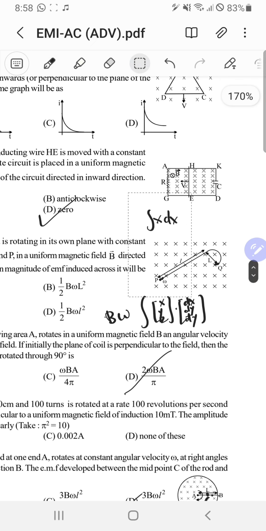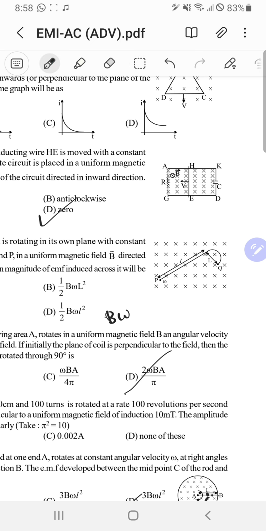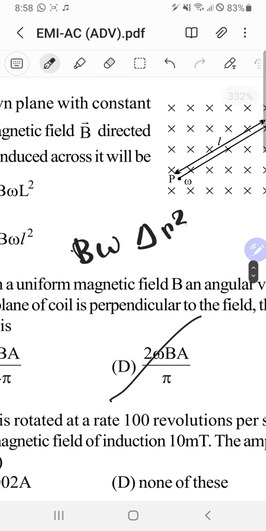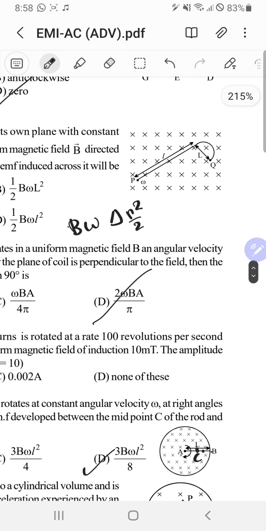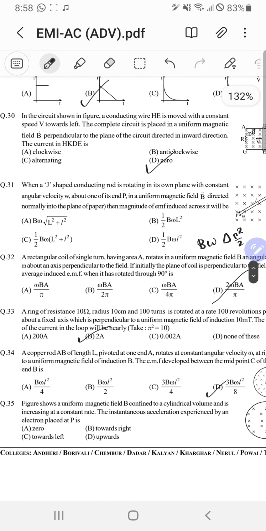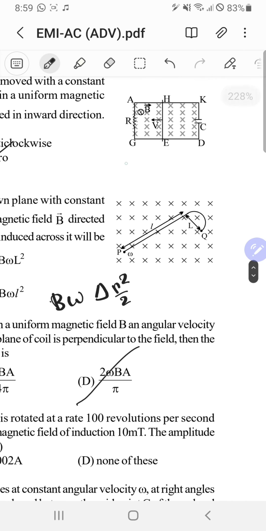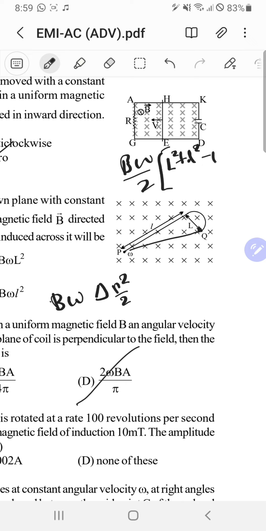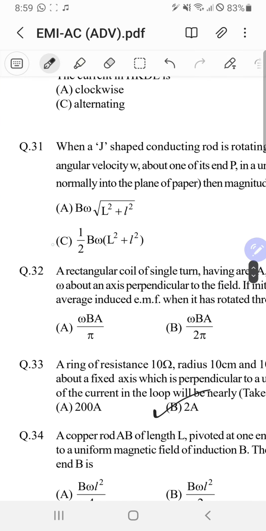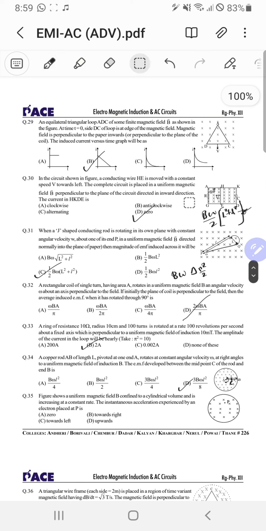Cool. That means it really is r squared by 2. So I should just say delta r squared by 2. Right, so that will always be our EMF in this case. Right, cool. So let's think about it. What's the final r squared? Well, this thing, which is L squared plus L squared, minus the initial r squared, which is 0. Yeah, so this is gone. So yeah, that's the thing. B omega, that's the thing. Cool.